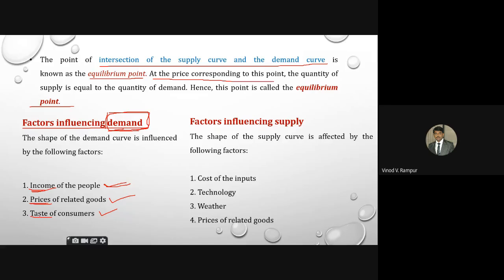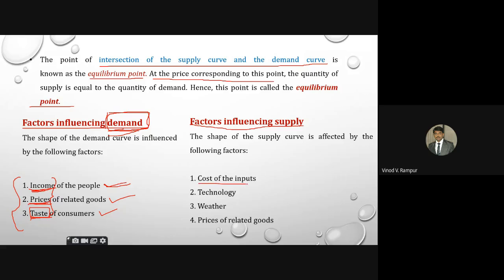I'm just telling my point of view; others' point of view, I don't know. But the thing is, income, price and taste are the three major factors which can affect the demand for the product in the market. If these three factors are fulfilled, definitely the person is going to purchase a good quality, good appearance and very good product. Then come to the second one, the factors influencing the supply.